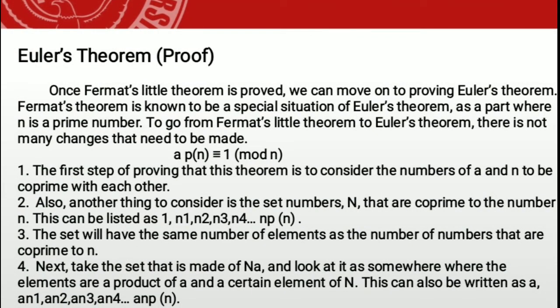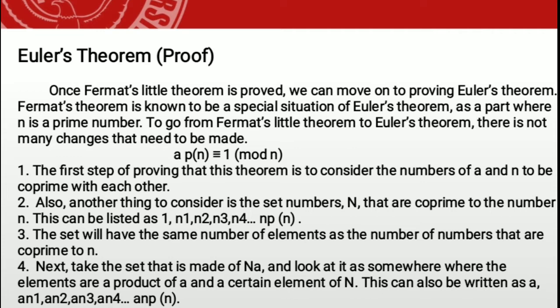Then, the Euler's theorem proof. Once Fermat's Little Theorem is proved, we can move on to proving Euler's theorem. Fermat's theorem is known to be a special case of Euler's theorem, where n is a prime number. To go from Fermat's Little Theorem to Euler's theorem, there are not many changes that need to be made. So, a^φ(n) is congruent to 1 mod n.